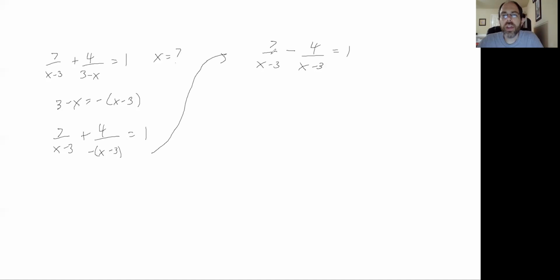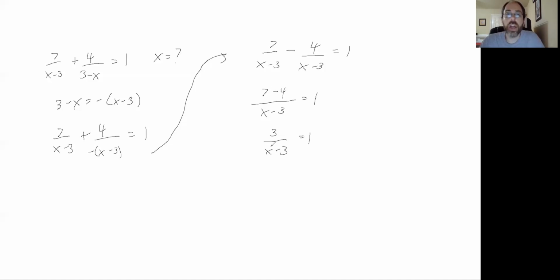So if I do that, I have a common denominator here. These are the same type of fraction, so this really becomes 7 minus 4 all divided by x minus 3 is equal to 1, because now they're on the same terms. So 7 minus 4 is, of course, 3. I have 3 over x minus 3 is equal to 1. Now this already looks a lot easier to work with than this did right here. So how am I going to undo this fraction? I have 3 divided by x minus 3.